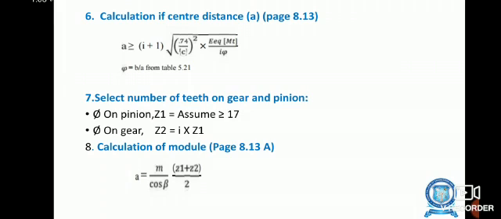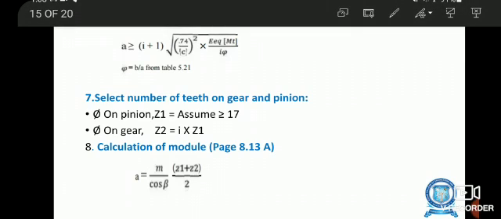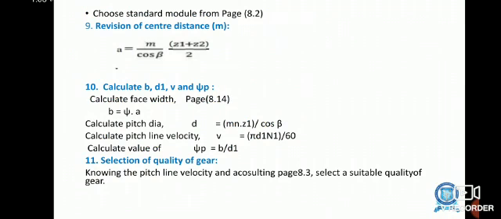Then step 7, select the number of teeth on the pinion. Z1, initially Z1 assumed as 17, Z2 having a formula I into Z1. Then step 8, calculation of module. Using the data book page number 8.13, A equal to M by cos beta into Z1 plus Z2 divided by 2. And finally, choose the standard module, the recommended module. Utilize the data book page number 8.2.